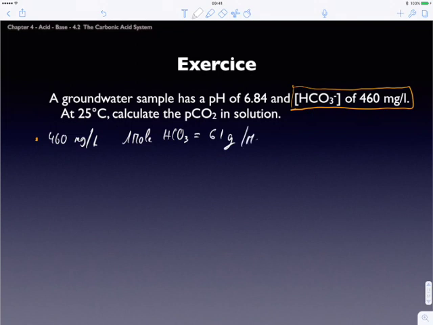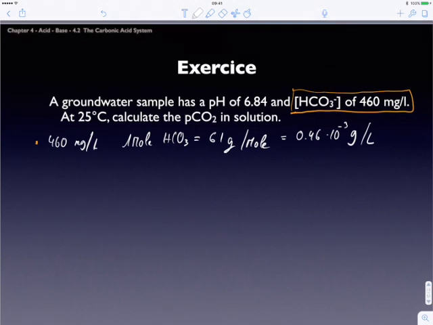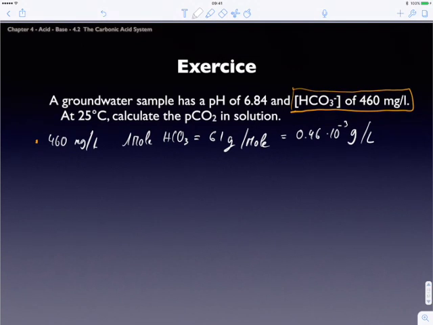This is per mole. What you have is milligram. So in this case, 0.46 times 10 to the power of minus 3 gram per liter. So this will give you a value of, in our case, 7.54 times 10 to the power of minus 3 mole per liter of bicarbonate in your water. This is what you're going to use.